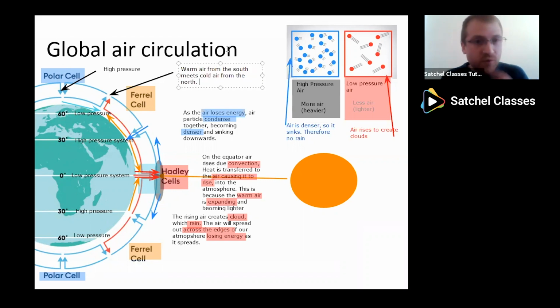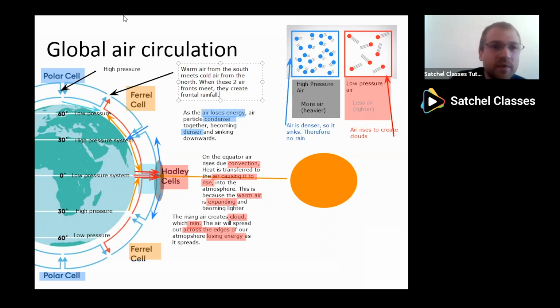So this will still cause air to rise, but this time you've got the heavier cold air and the lighter warm air. So the cold air will always hug the ground. The lighter air, the warm lighter air that can carry the moisture, will rise above it. So when these two air fronts meet, they create what we call frontal rainfall.